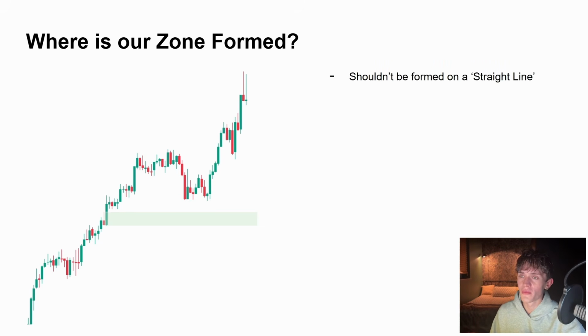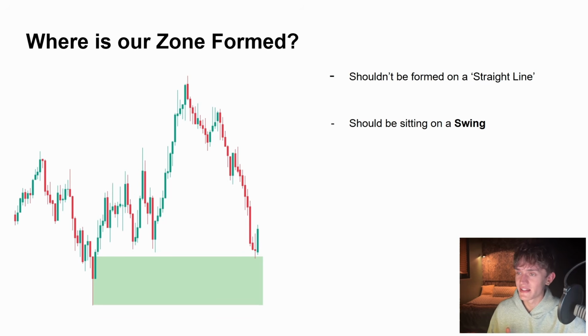Our zone should not be formed as part of the market structure to the upside, part of that straight line, as I say. What we really like to see instead is our zone formed on the bottom of a swing, as we can see just here. And this is just going to go straight back to market structure.